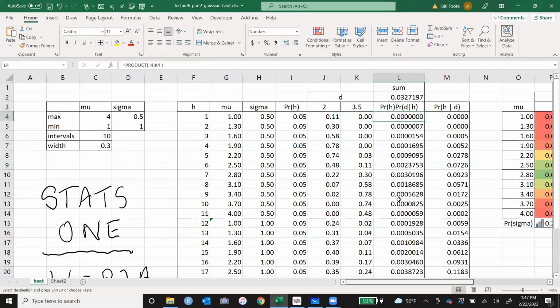I create joint probabilities, add them all up. The probability of seeing those 2 data points at all is 3.27% in the context of all of these hypotheses. I then normalize these joint probabilities using that sum, and I come up with the probability of any one of these hypotheses given the data.